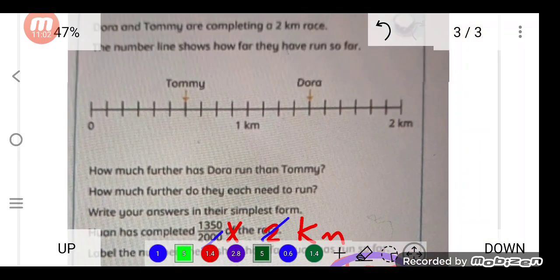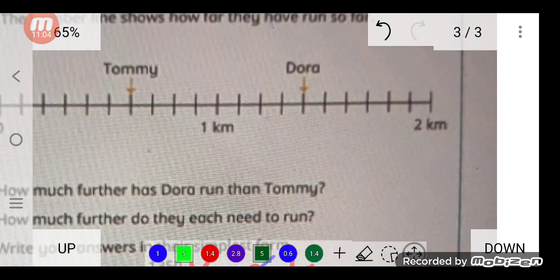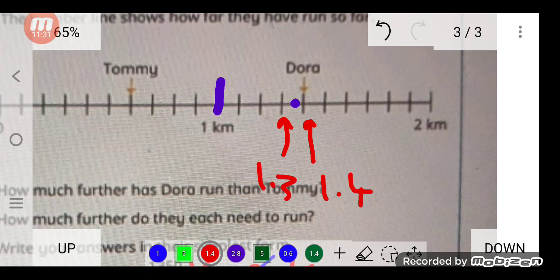So where is this? Here you have 1, and here you have 1.3, and here you have 1.4. So exactly between them will be in this position. Exactly between both of them. Between 1.3 and 1.4. Thank you.